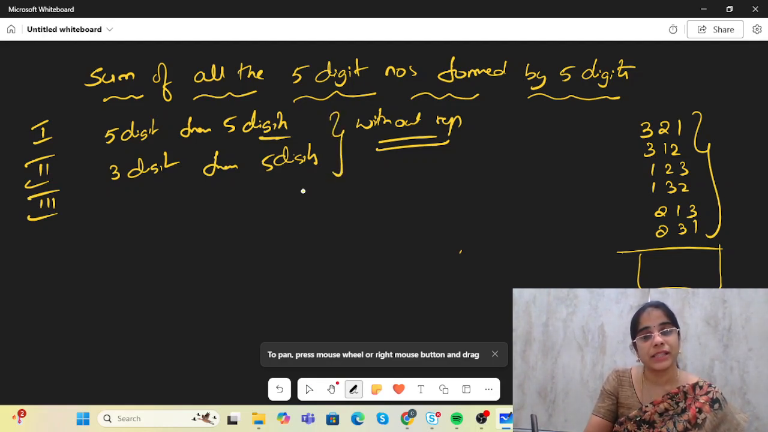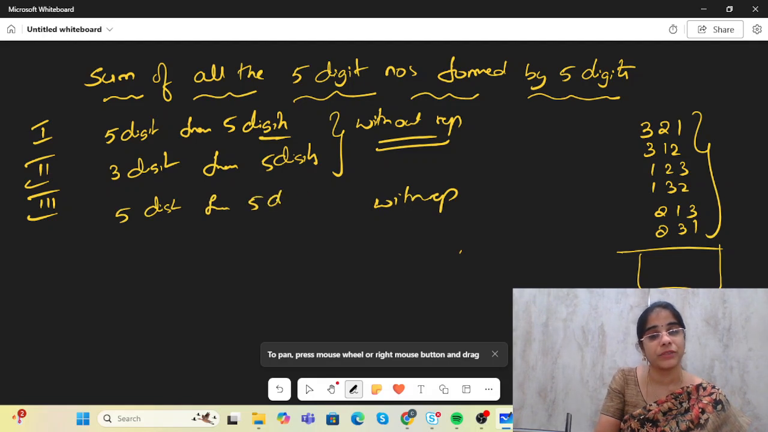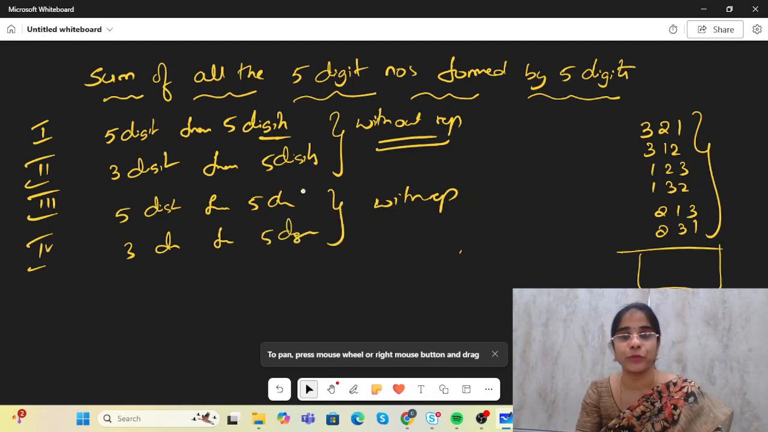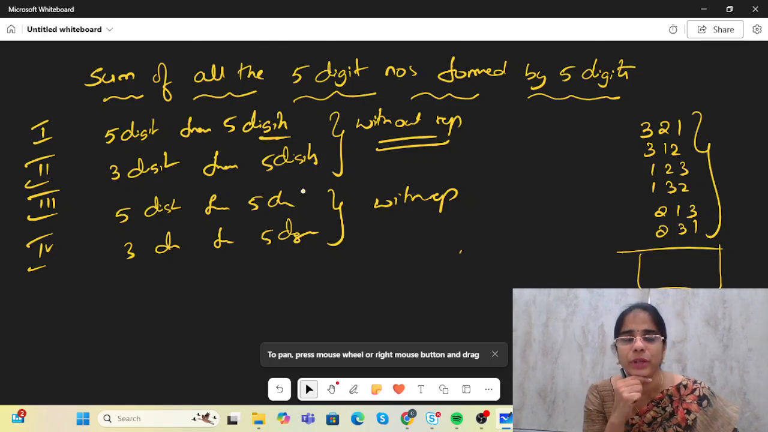Now there is a case with repetition also. So with repetition, type 3 is getting the 5-digit number from the given 5 digits, and type 4 is a 3-digit number from the given 5 digits with repetition. These are 4 done. Now where are the remaining 4 cases?